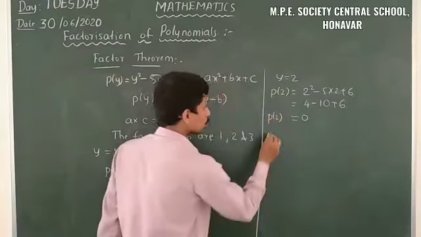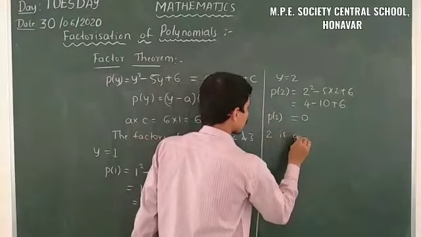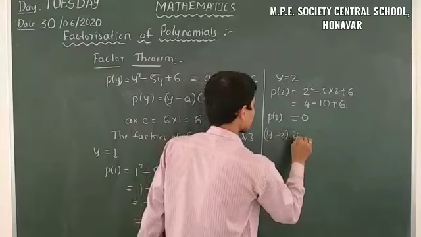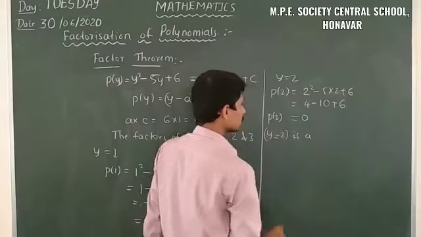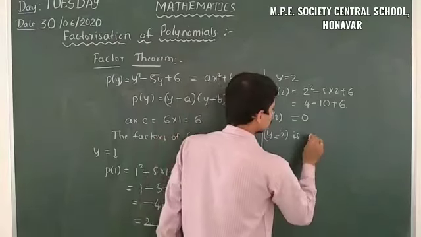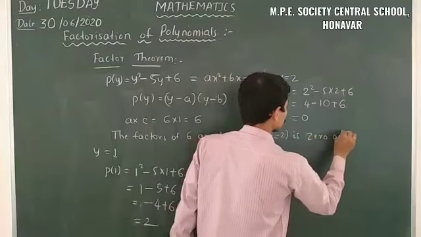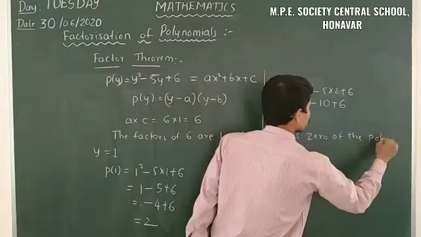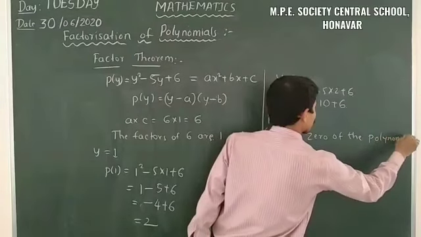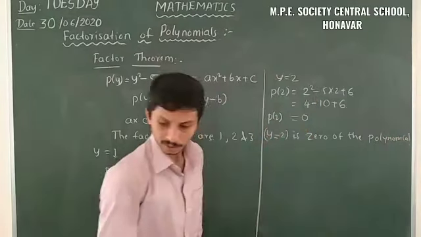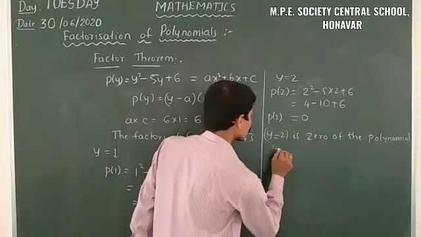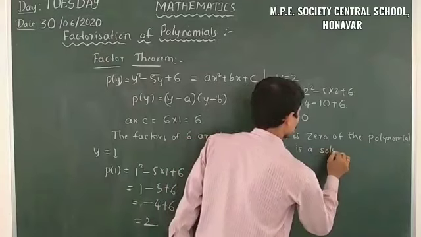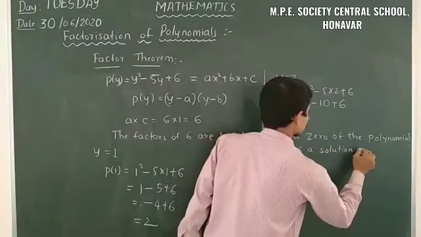That means y is equal to 2 is a zero of the polynomial. So again, y minus 2 is a factor, a solution of the polynomial.